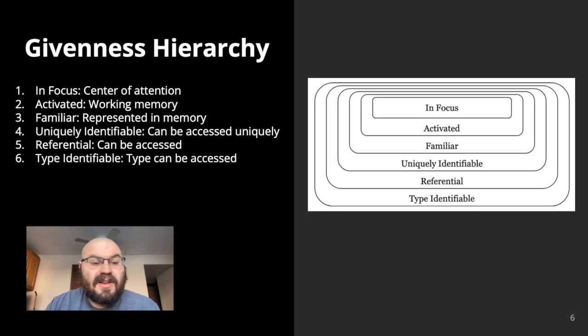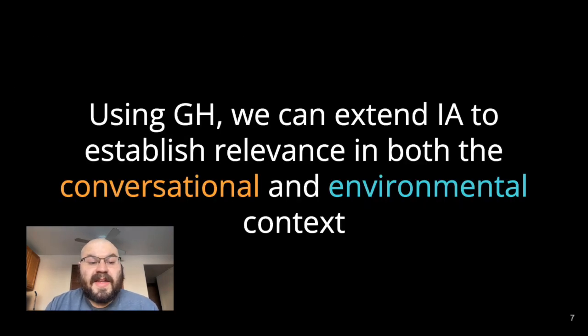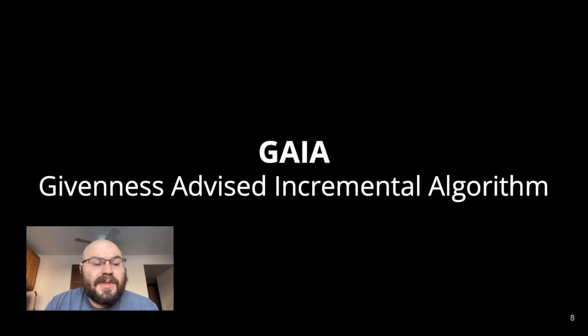Specifically, it uses the Givenness Hierarchy cognitive status model. This model splits entity cognitive status into 6 hierarchical levels based on how the entity is represented in memory. Importantly, these cognitive statuses span memory levels for both an interconversational level as well as the larger environmental context. Utilizing this model, we can extend IA to compensate for entity relevance. We then call this extension the Givenness Advised Incremental Algorithm, or GAIA.